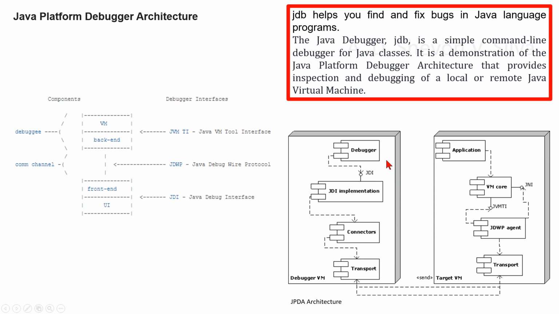Here, the debugger, JDI implementation, connectors, and transport are inside the debugger VM. The debugger VM is connected to JDI, and JDI interacts with the JDI implementation. The JDI implementation is connected to connectors. Connectors are connected to transport here. Transport in the debugger VM interacts with transport in the target VM here.